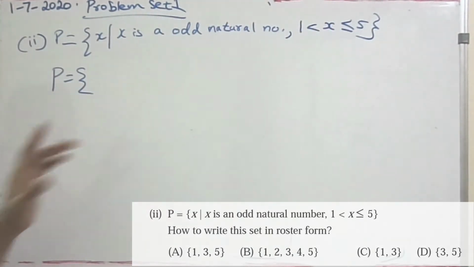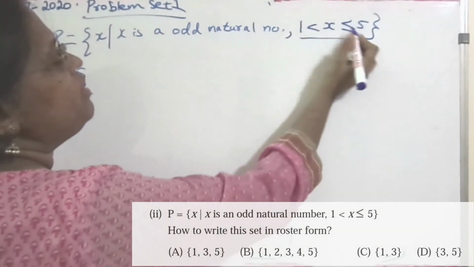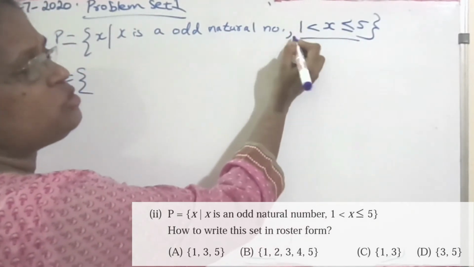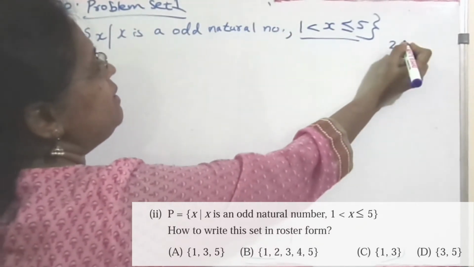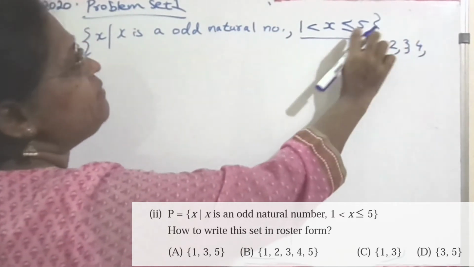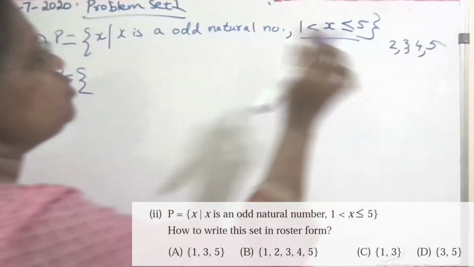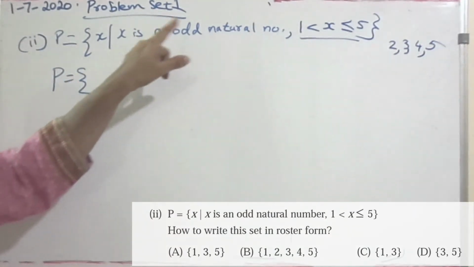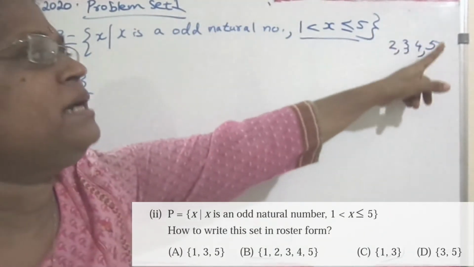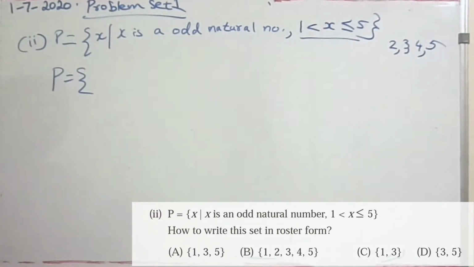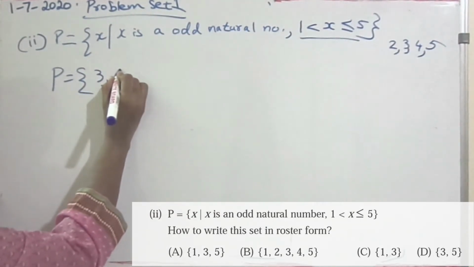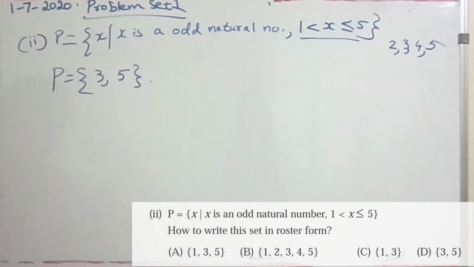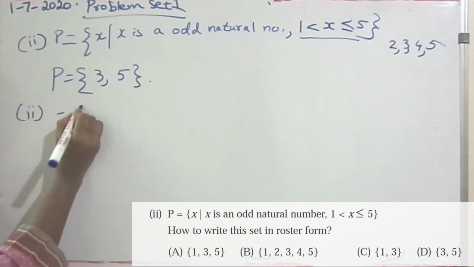Between 1 and 5, which are the numbers which will come? Let us write in the working column 1 and 5. Here there is no equal to sign, so 1 will not come. 2 will come, 3 will come, 4 will come, and 5 is also included because of the equal to sign. 2, 3, 4, 5. Now from this, x is an odd natural number. Which are the odd natural numbers from this? Yes, correct. 3 and 5. So which is the alternative here? 3 and 5, option D. So second, we can write option D.